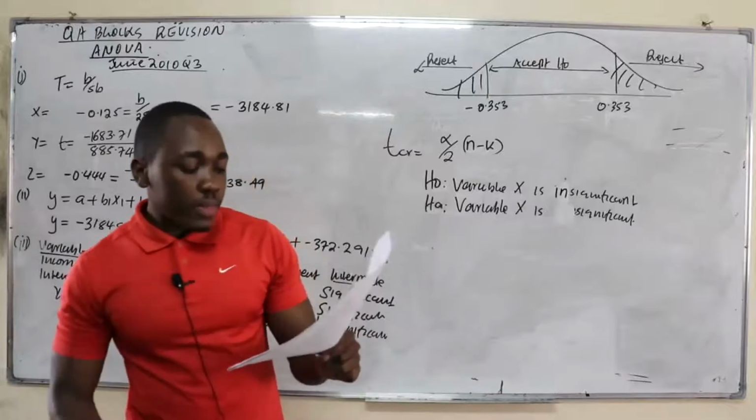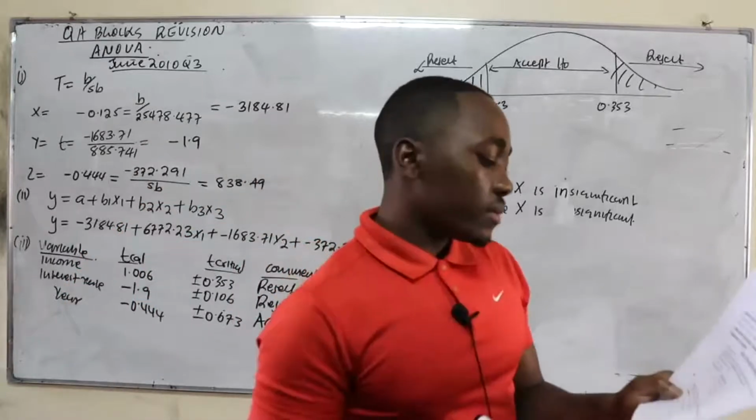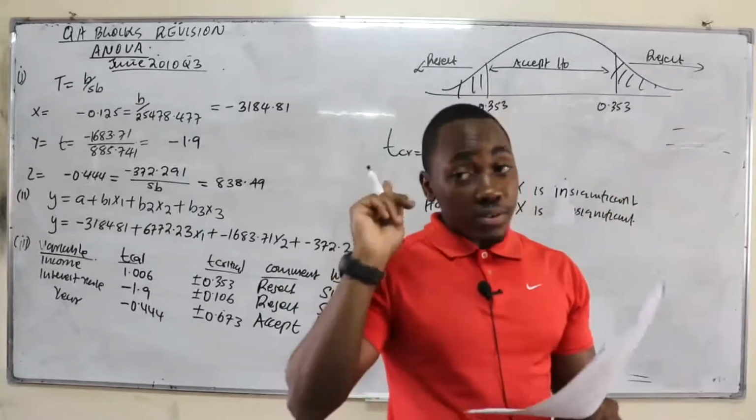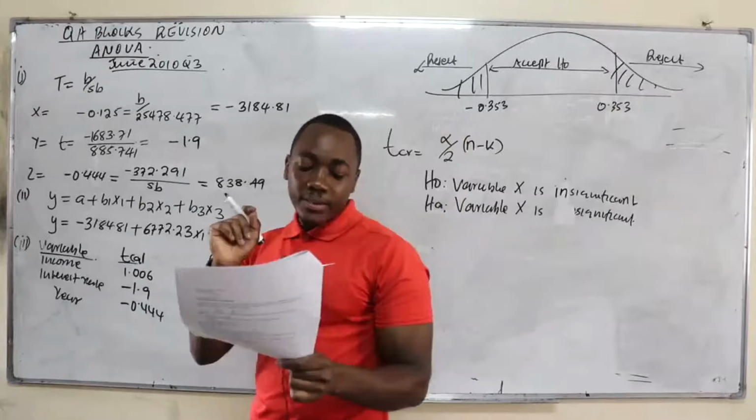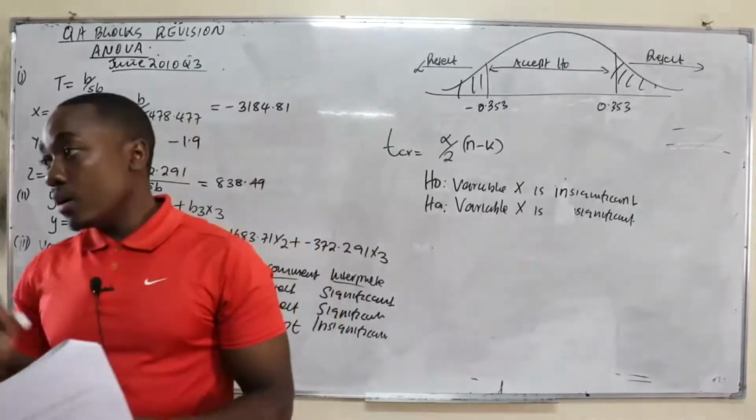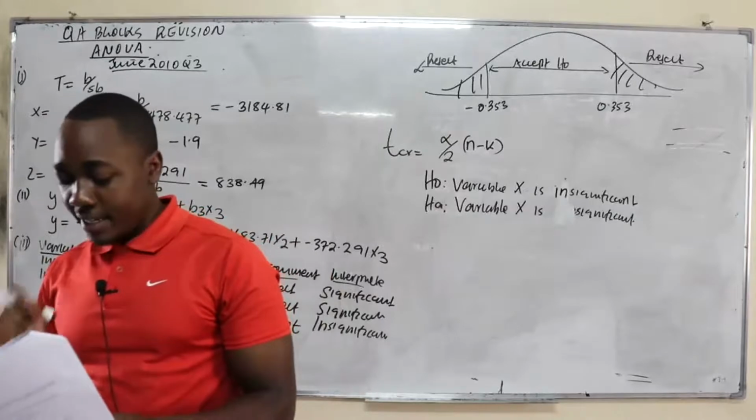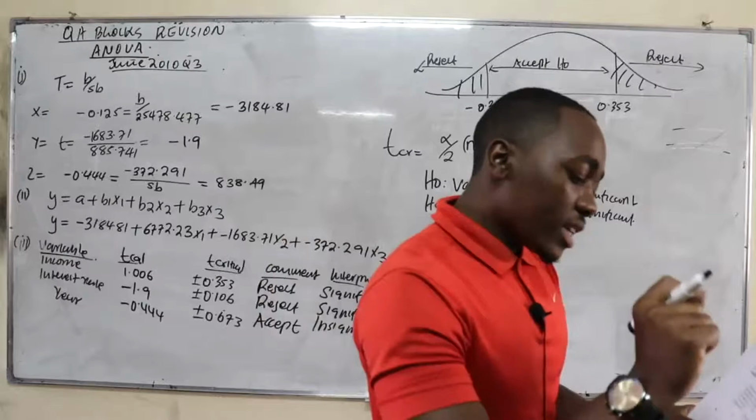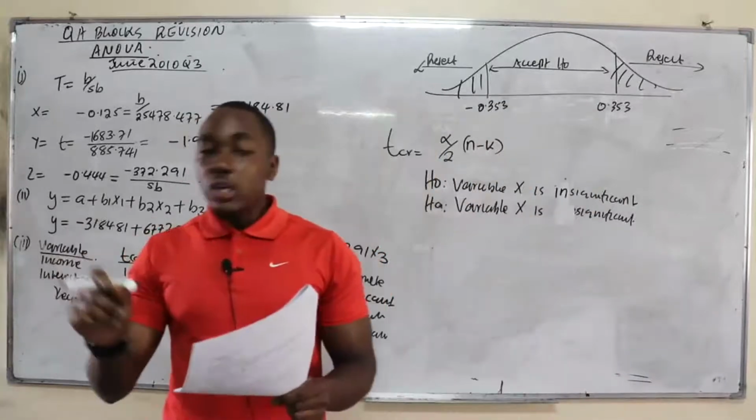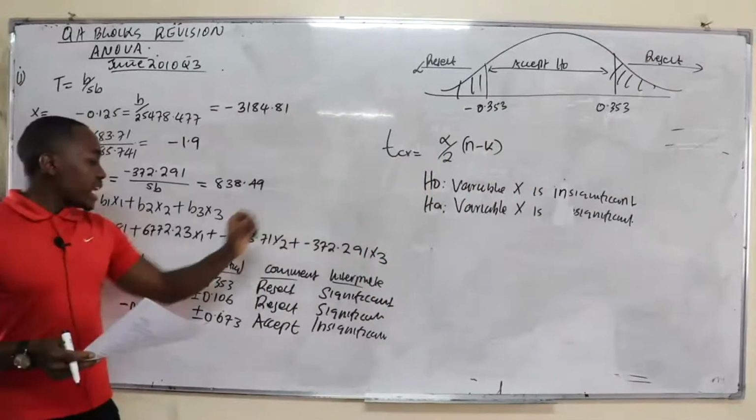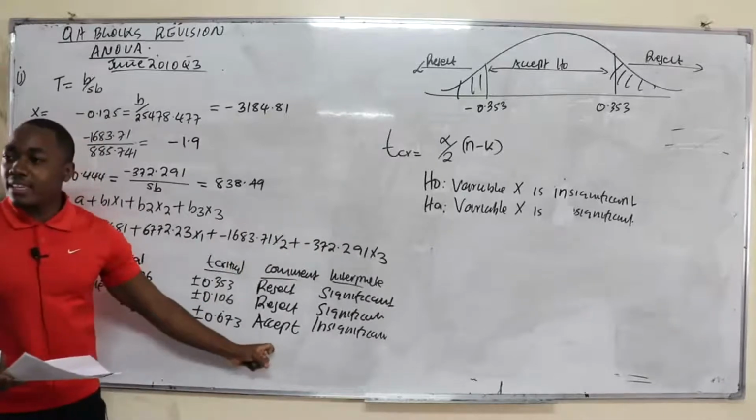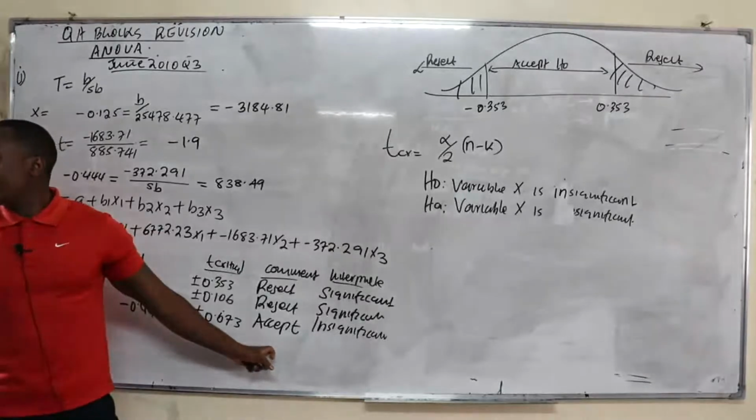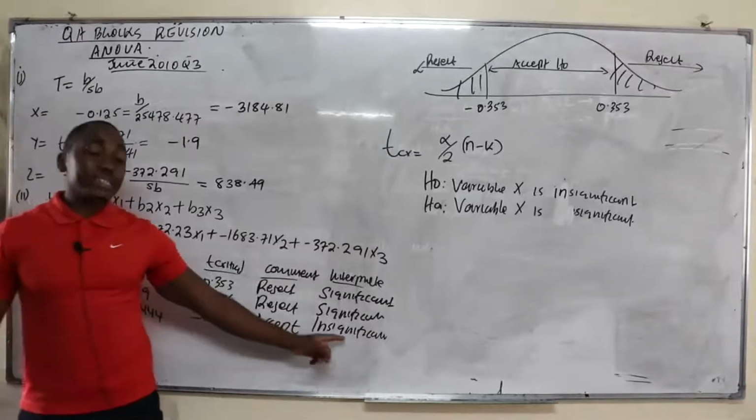Number 2, the decision on hypothesis is done as follows. Null hypothesis is that X is not a significant determinant of Y, but alternate is what? X is a significant determinant of Y. Now let's repeat again. Null hypothesis says what? X is not a significant determinant of Y. So if you accept, that means X is not a significant determinant of Y, that's why you're saying it is insignificant.